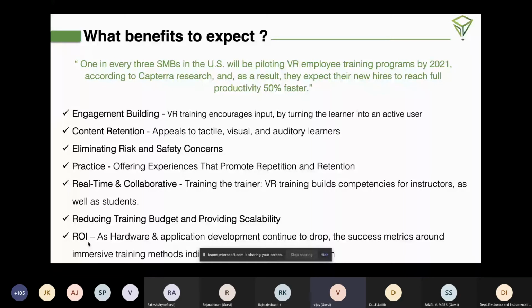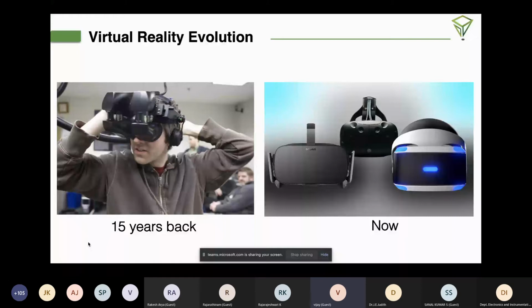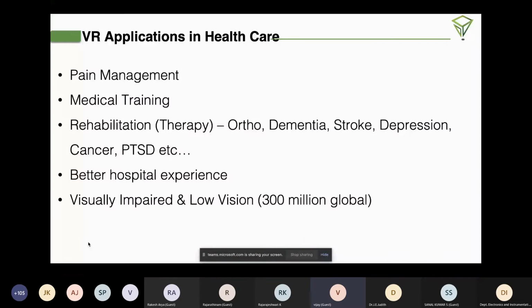Yeah, we talked about this, right? Huge evolution of VR over the years. So quickly summarizing where VR is being used in healthcare. Pain management, we talked about pain management. Instead of using steroids, we could do it. Medical training, we talked about. I gave you an example of lung transplant.